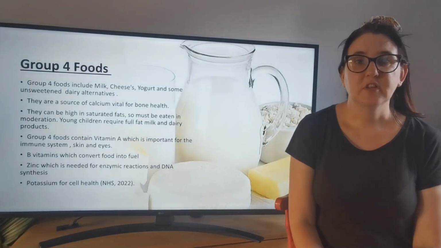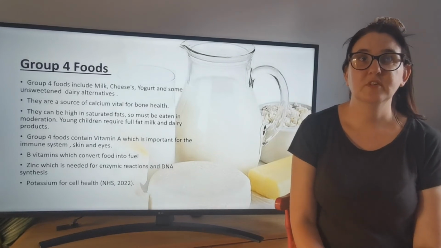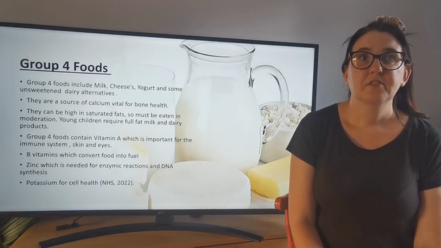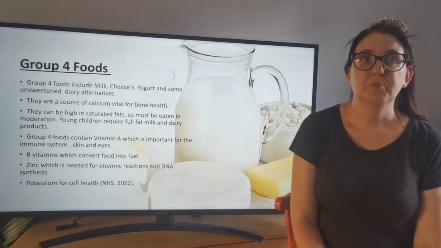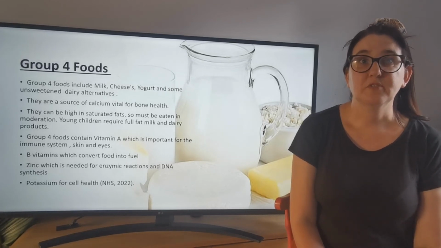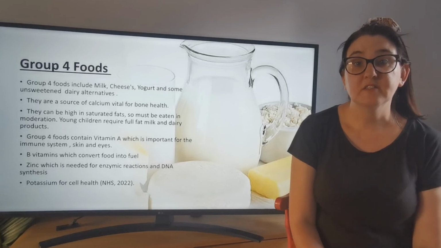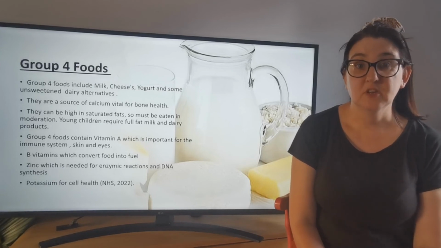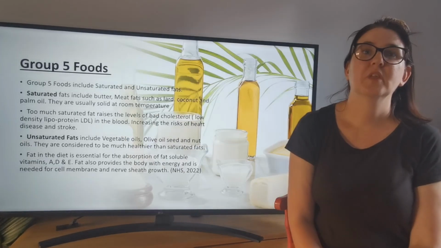Group 4 foods include milk, cheese, yoghurt, unsweetened dairy alternatives. They are a source of calcium, vital for bone health and contain vitamins and minerals for essential body processes. Dairy can be high in saturated fats and must be consumed in moderation.